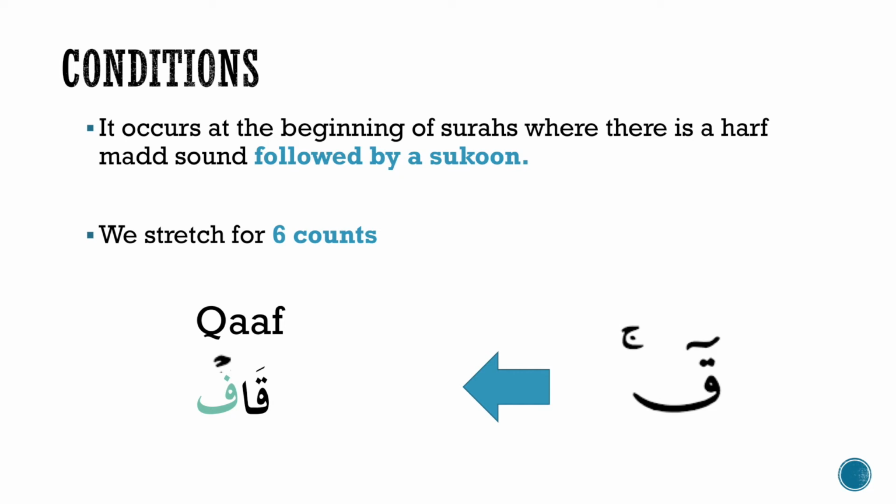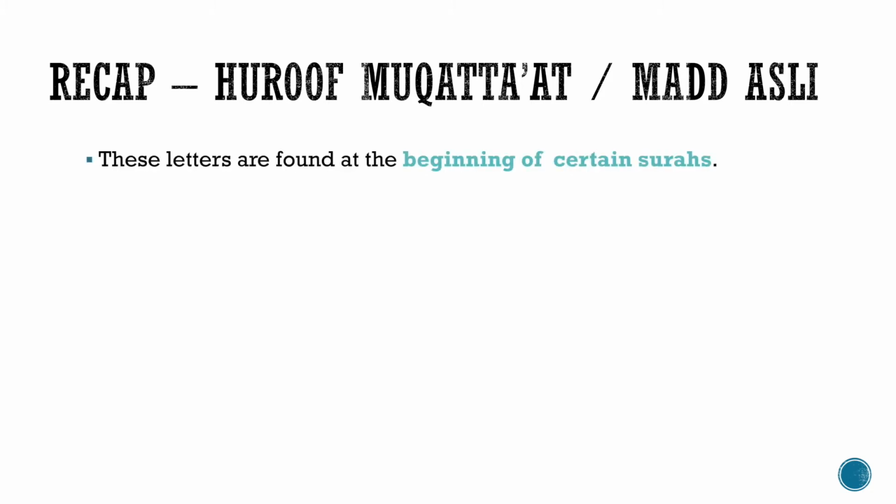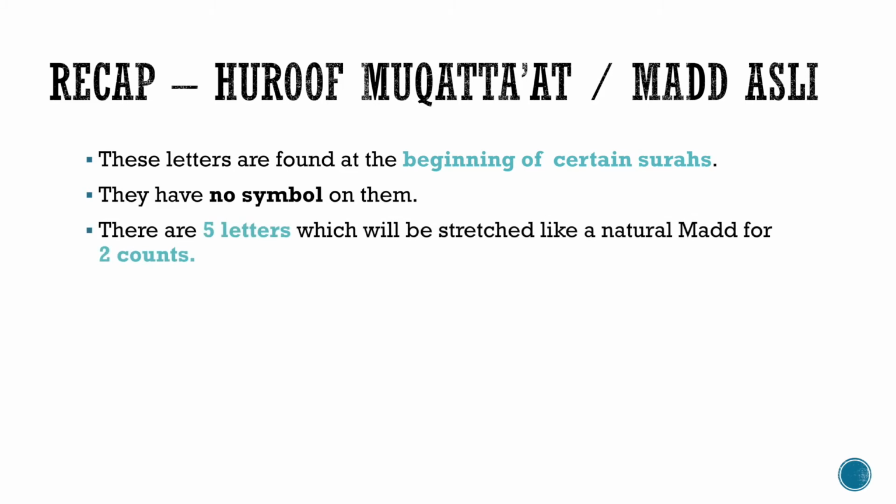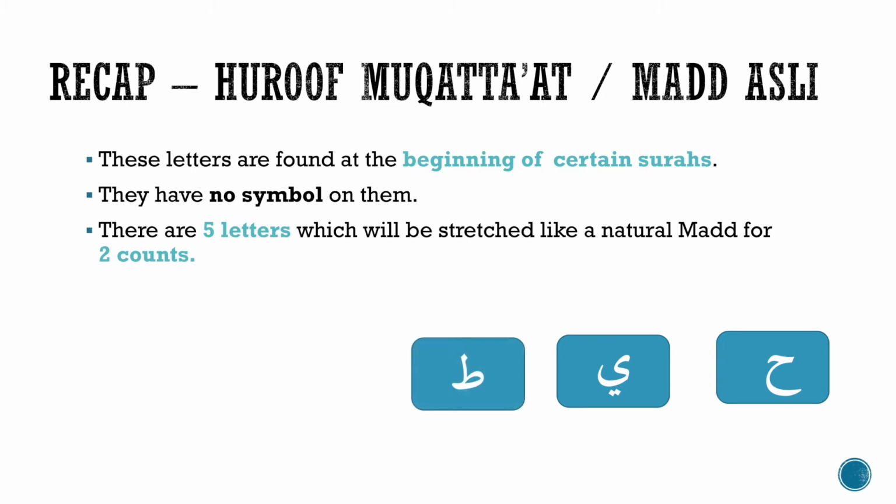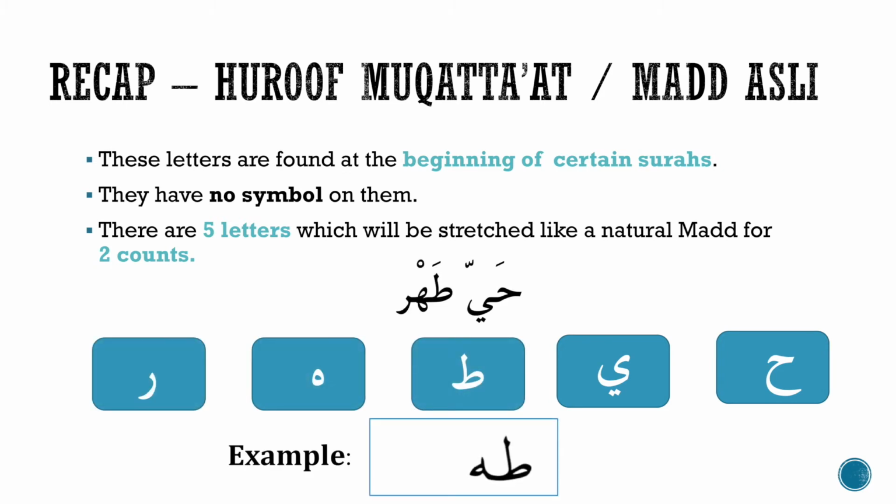stretch for 6 counts. If we recap of huroof muqatta'at, which was associated with mad asli, we found that these letters were at the beginning of certain surahs and they had no symbol on them. And there are 5 letters which are stretched like a natural mad for 2 counts. The letters are Ha, Ya, Ta, Ha, and Ra. And the word that we remembered was Hayya Tahar. For example, Ta, Ha, we stretch it both for 2 counts.